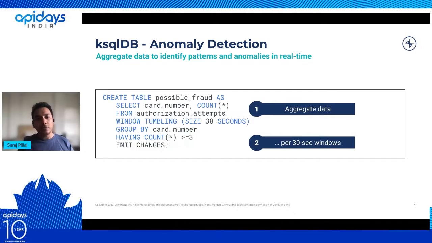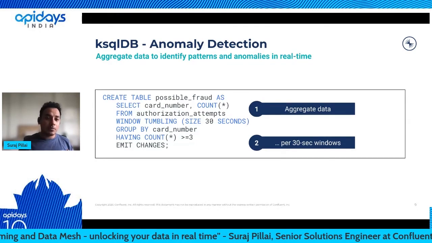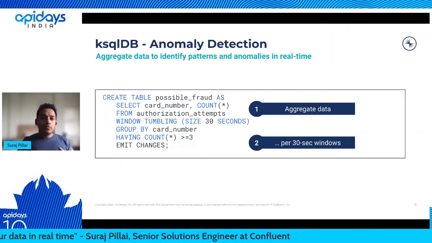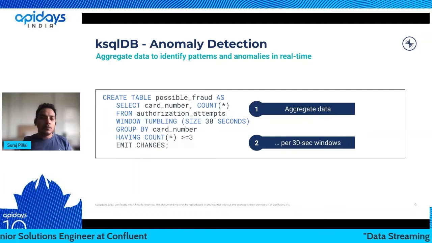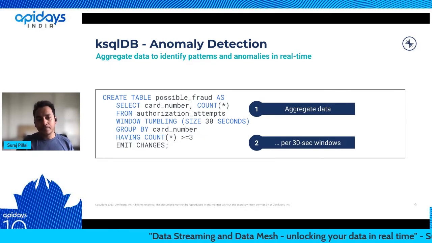So you could have orders data which is coming in from multiple places. You could have login details coming in. You could have log details coming in. And you want to aggregate all that information, maybe join it, to give you one consolidated view of what is happening in your system. You could do that with KSQL DB.